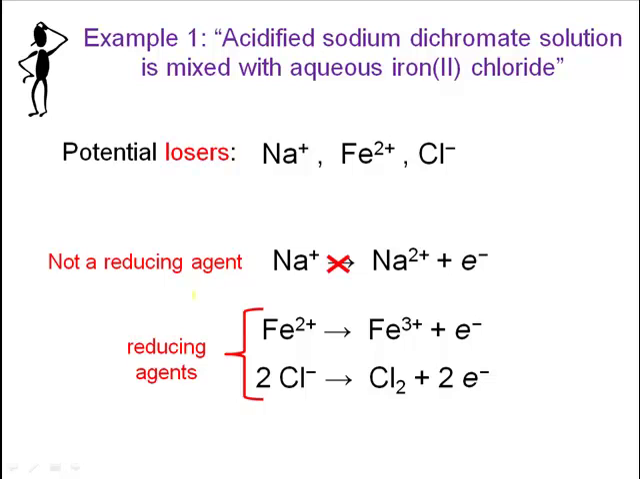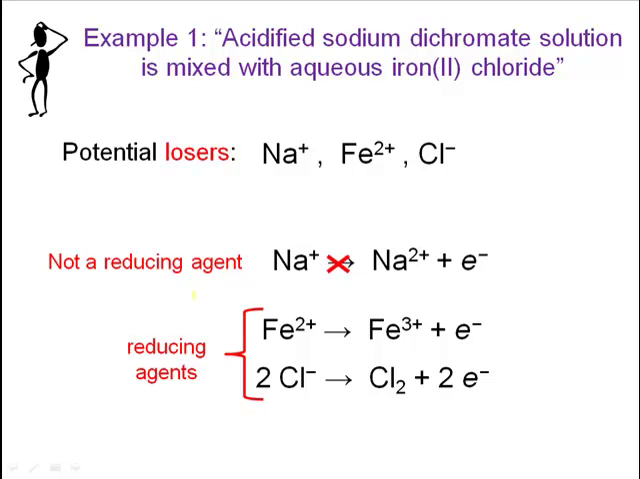So how do we know which one is the potential loser? This here was our potential substance being oxidized, which is called a reducing agent. If it's losing an electron, this is what its equation would look like. If it's losing two electrons, it will look like this.